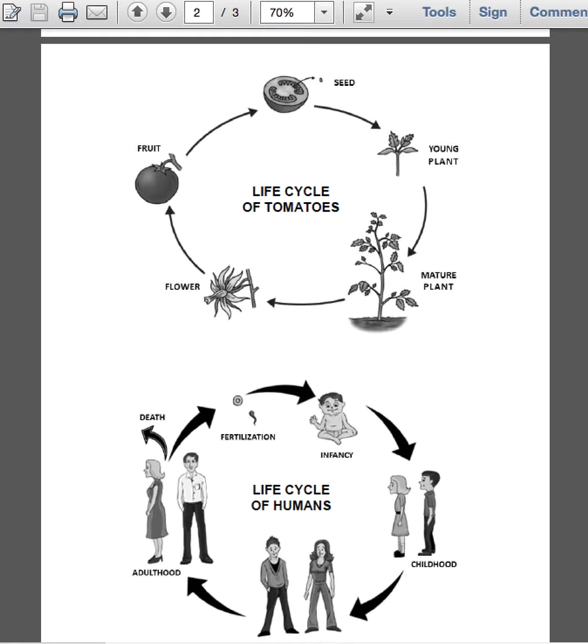And so what we're going to do is we're going to start with the life cycle of a plant. So here's a life cycle of a tomato. It begins with a seed that grows into a young plant, that grows into a mature plant, which then develops a flower, which then develops into a fruit, which then has more seeds. So the life cycle continues, just like with the salmon. It's never ending. The life cycle of a human even more closely looks like the life cycle of a salmon.